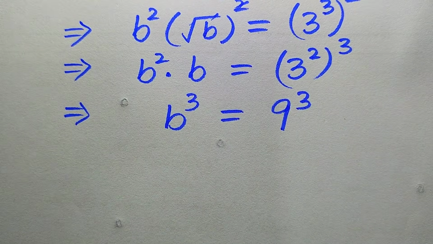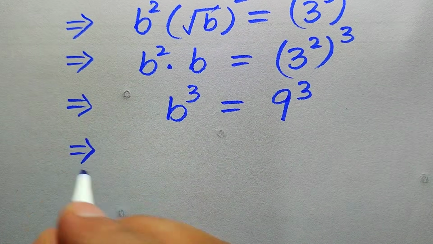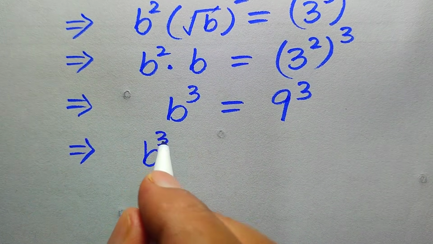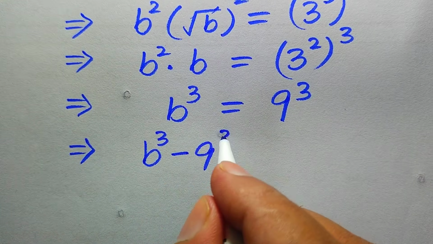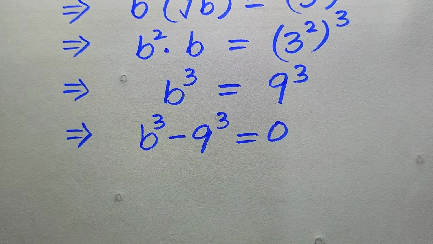And now you see that after this little bit of simplification, we convert our given equation into the cubic form, and now we move the term 9 cubed to the left hand side, and it becomes minus 9 cubed, and this whole equation is equal to 0.